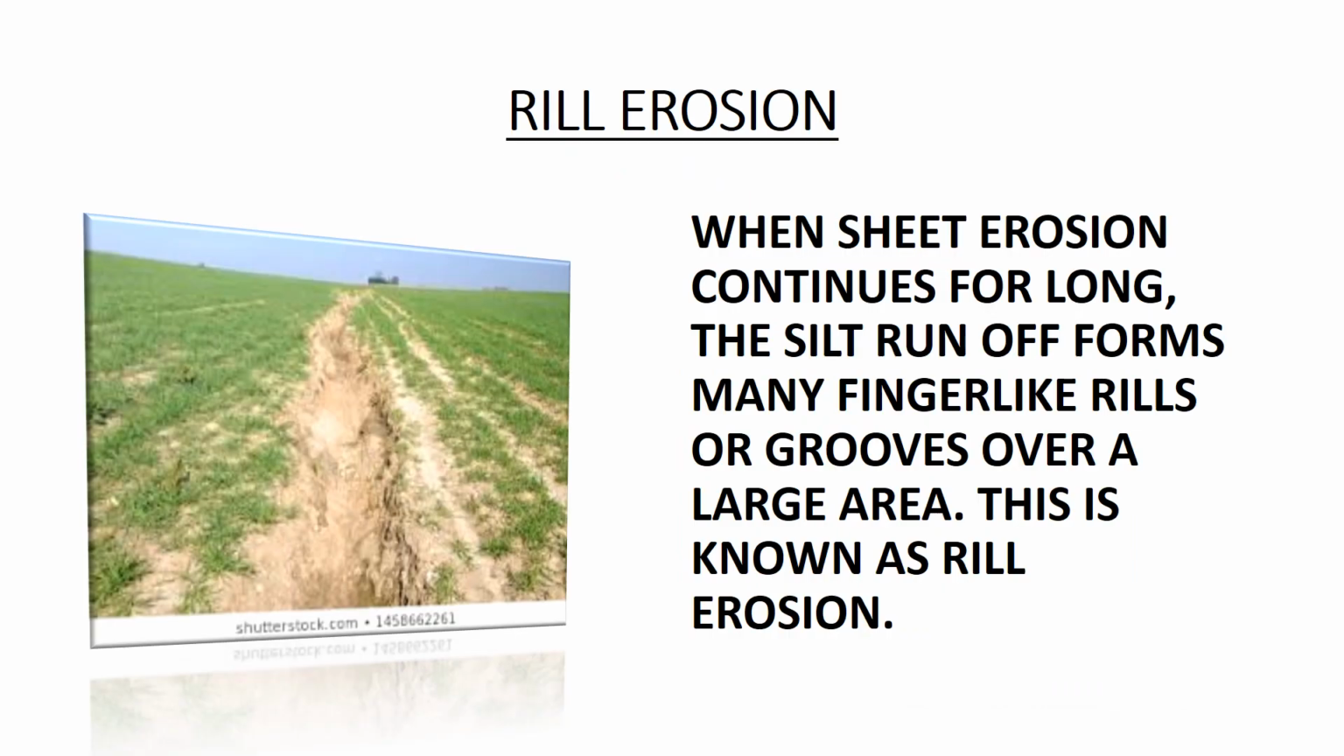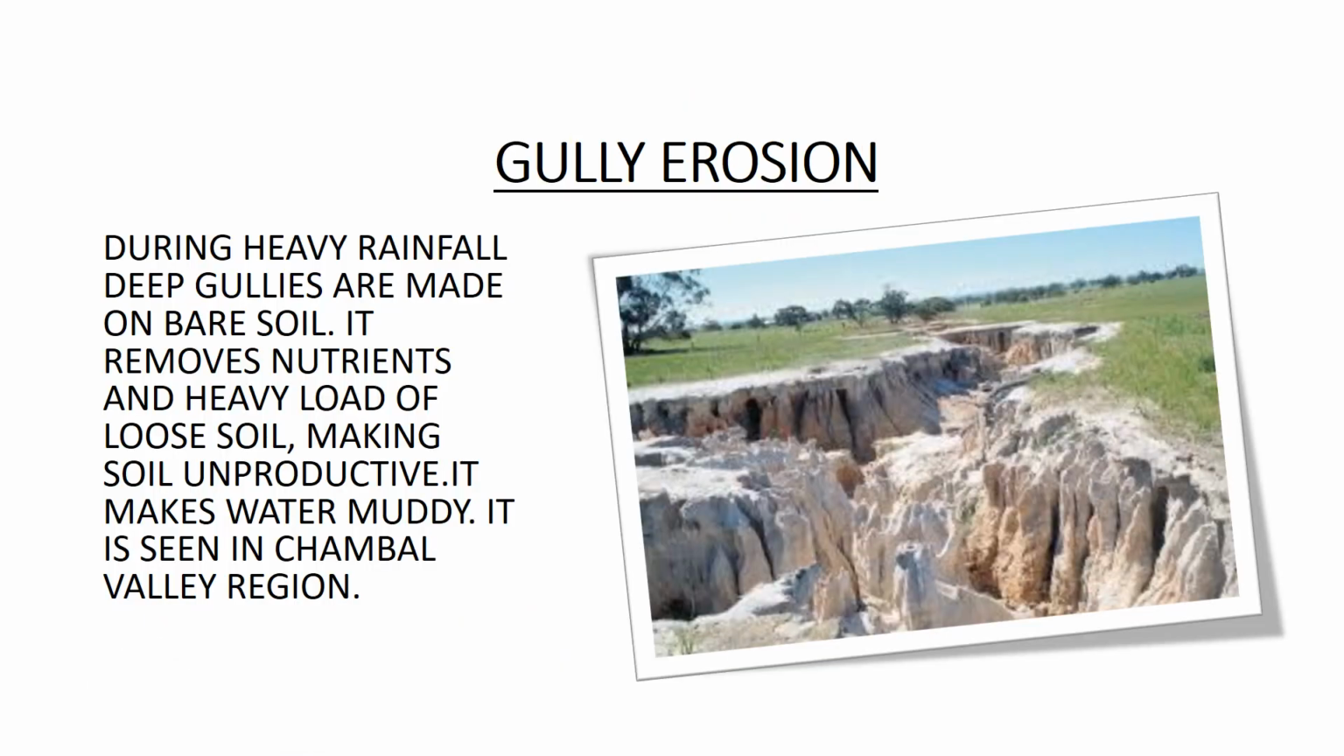Rill erosion, this is the second step. When sheet erosion continues for long, the silt runs off, forms many finger-like grooves over a large area. This is known as rill erosion. If sheet erosion and rill erosion is not checked, it leads to gully erosion. This is the third stage.